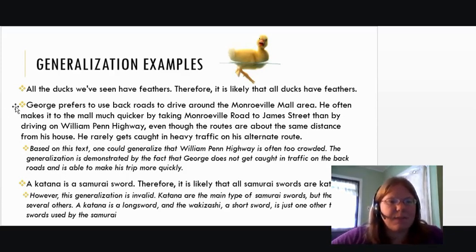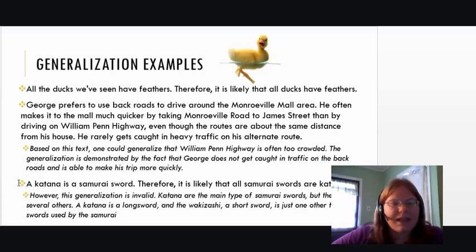Here's another one. Read this passage. George prefers to use back roads to drive around the Monroeville Mall area. He often makes it to the mall much quicker by taking Monroeville Road to James Street than by driving on William Penn Highway, even though the routes are about the same distance from his house. He rarely gets caught in heavy traffic on his alternate route. So based on the evidence there, what are some generalizations we can make? Here's one. Based on this text, one could generalize that William Penn Highway is often too crowded. The generalization is demonstrated by the fact that George does not get caught in traffic on the back roads and is able to make his trip more quickly. So that's a generalization, that William Penn Highway is often too crowded.